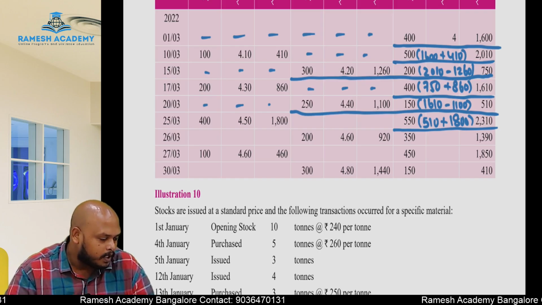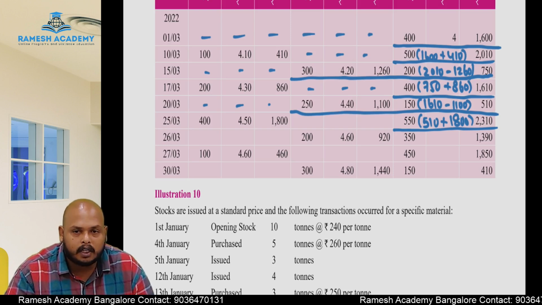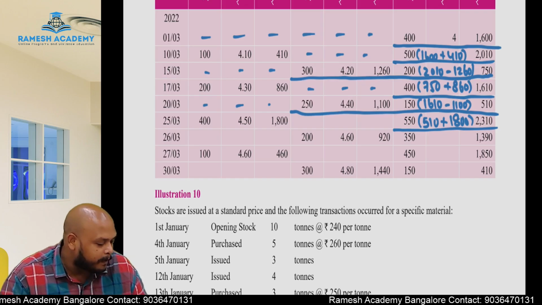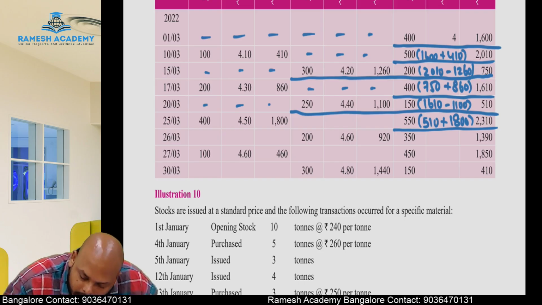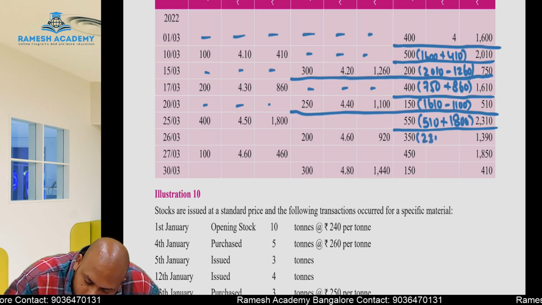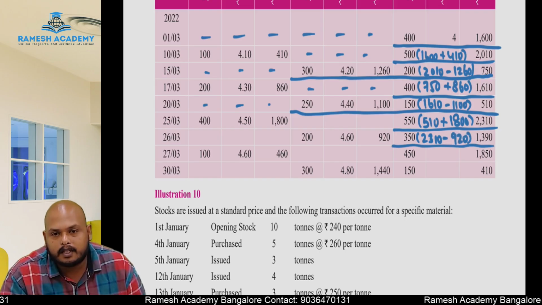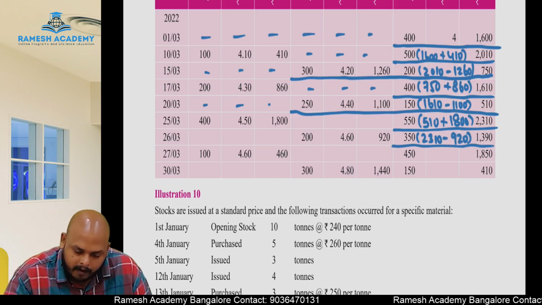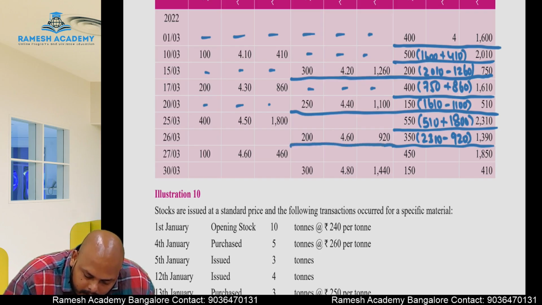Next, 26th March they issued 200 units. What is the replacement price? On 26th March they gave 4.6. 200 into 4.6 is 920. 2310 minus 920, so the balance is 1390. 550 minus 200, the balance will be 350 units.